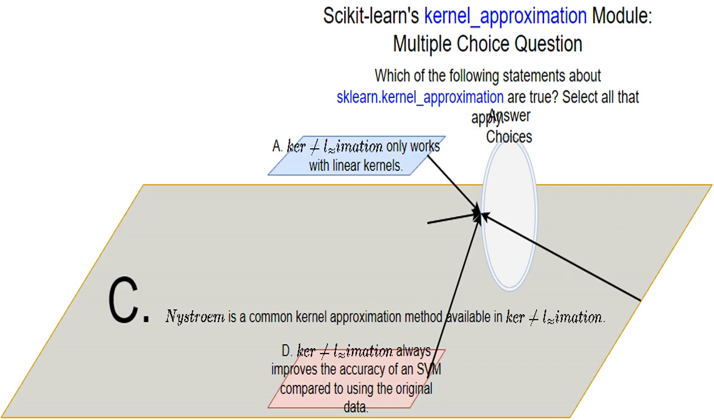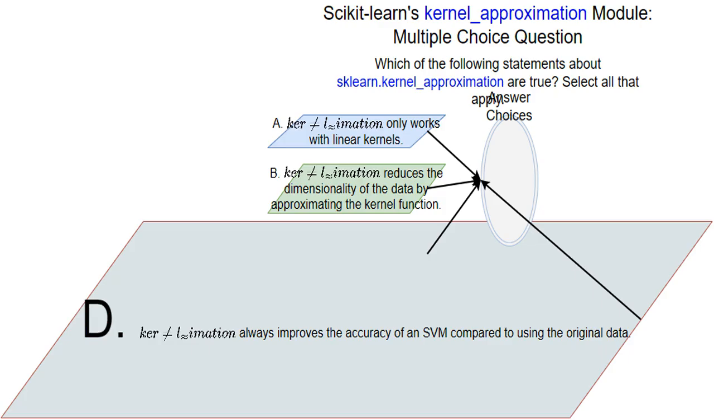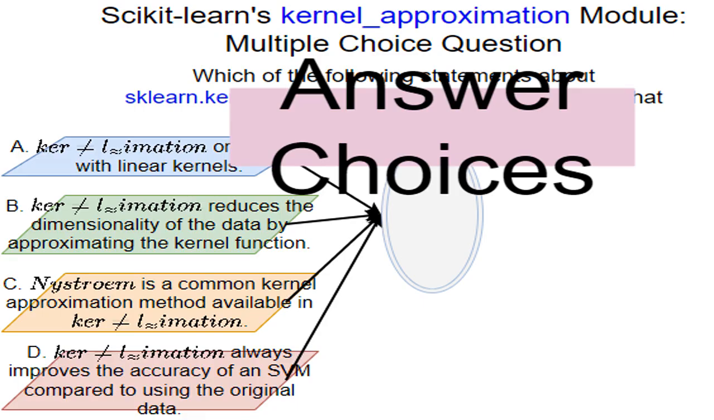This is false. While kernel approximation significantly boosts speed, it might slightly compromise accuracy due to the approximations involved. It's a trade-off. Speed versus perfect accuracy. We prioritize speed for large datasets, accepting a potentially small accuracy reduction. Based on our analysis, B and C are the correct answers.